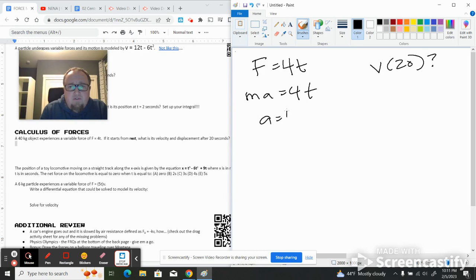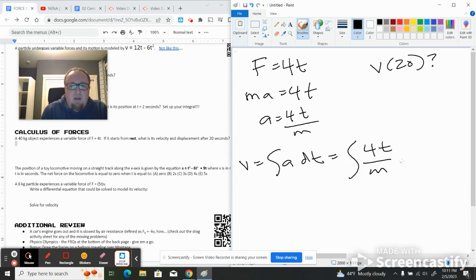Okay, ready? So acceleration is 4t over m. Well, how do I get velocity? Velocity is going to be the integral of acceleration in terms of time. So I take the integral of 4t over m dt. Now, the key here is 4 and m are constants, so I can pull them out.